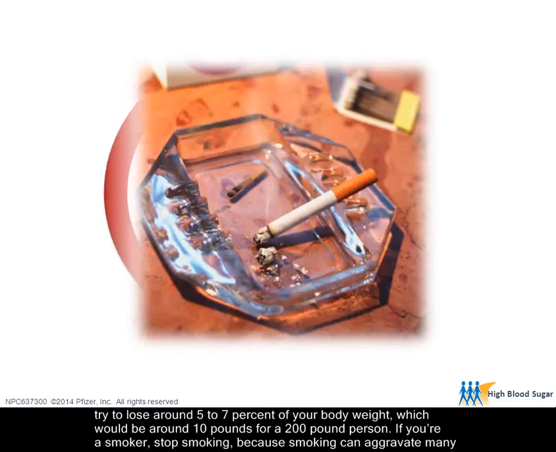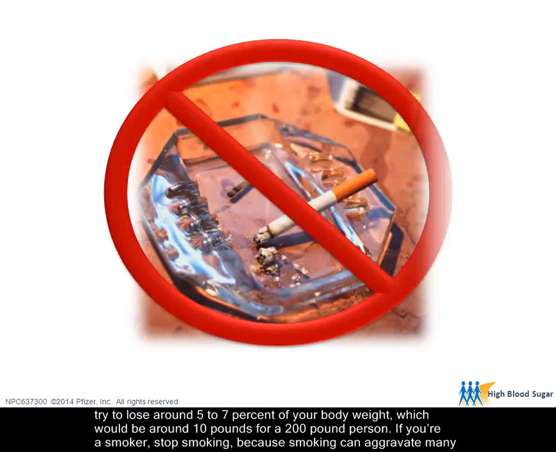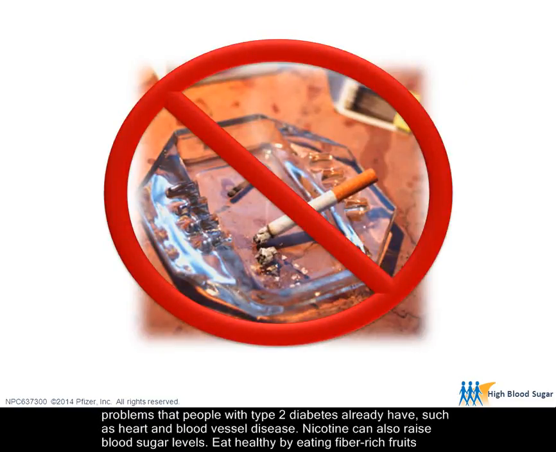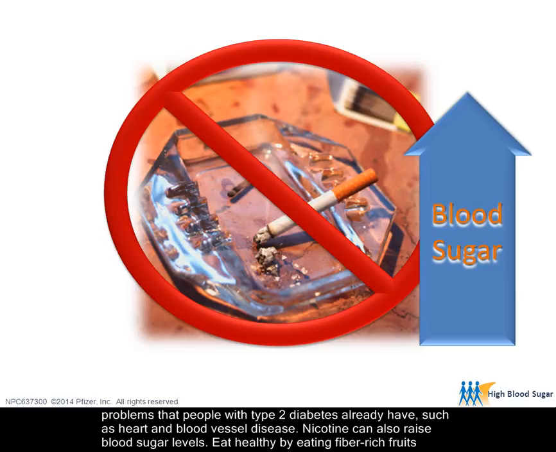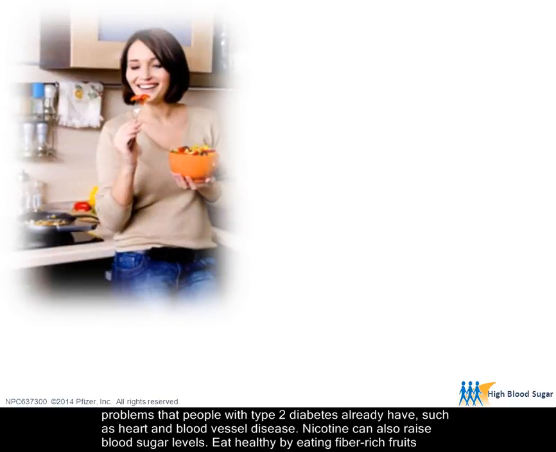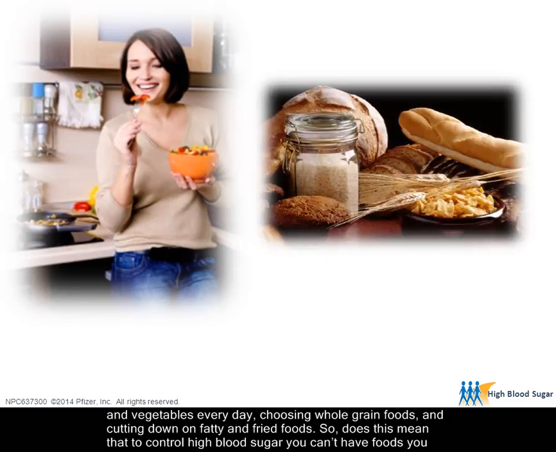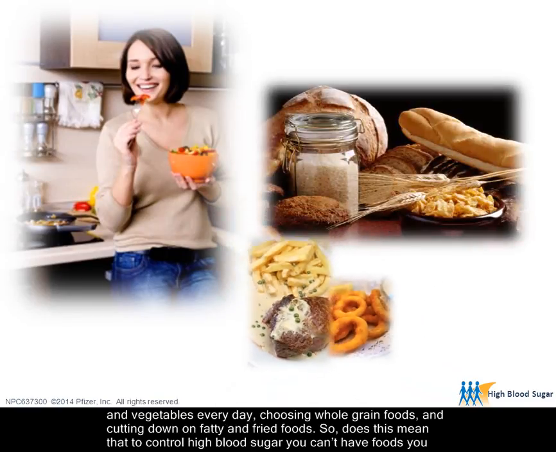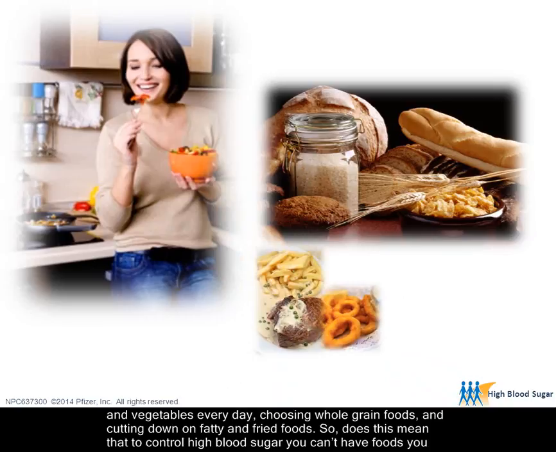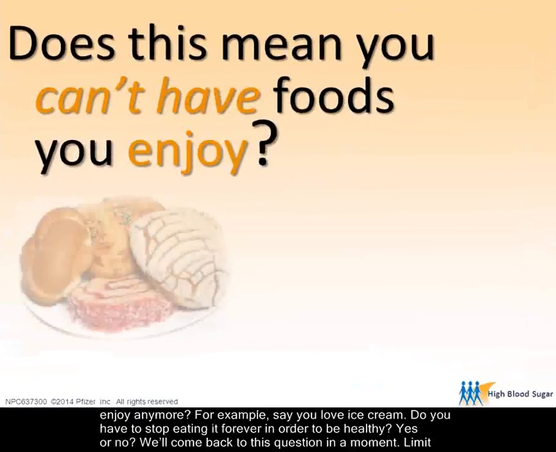If you're a smoker, stop smoking, because smoking can aggravate many problems that people with type 2 diabetes already have, such as heart and blood vessel disease. Nicotine can also raise blood sugar levels. Eat healthy by eating fiber-rich fruits and vegetables every day, choosing whole grain foods, and cutting down on fatty and fried foods. So, does this mean that to control high blood sugar, you can't have foods you enjoy anymore?